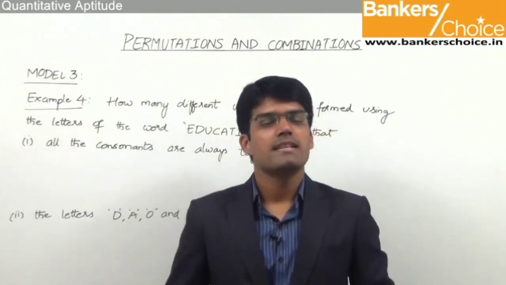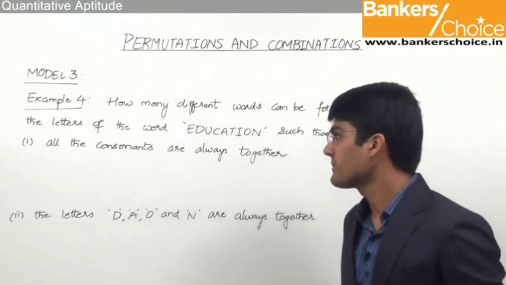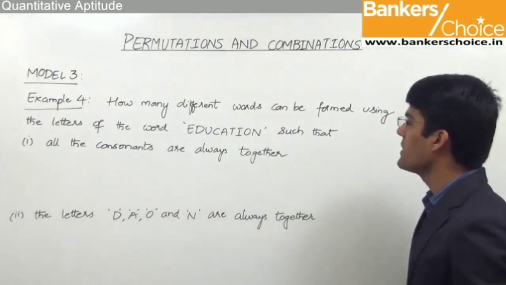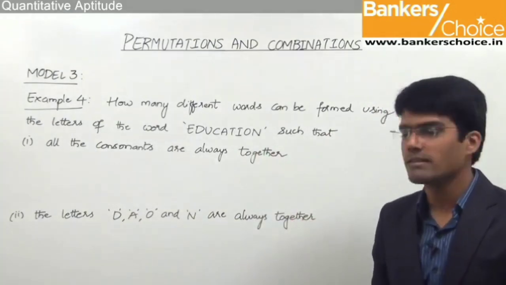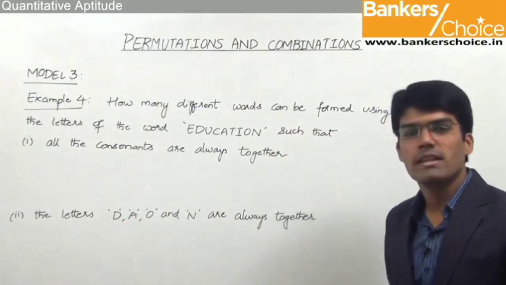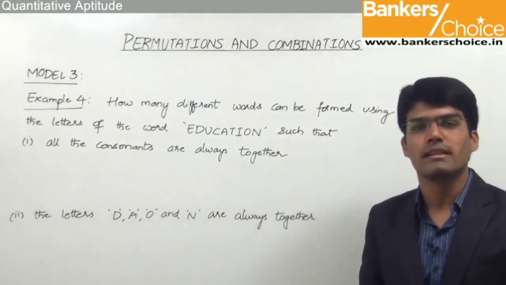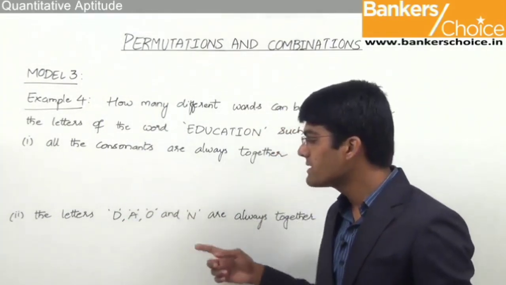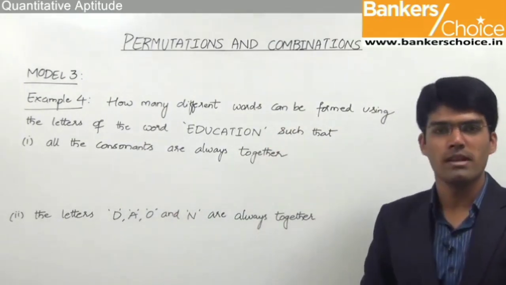Let us now take the next example from model 3 where we shall look at a new and a very interesting condition. The question here says how many different words can be formed using the letters of the word education such that the first bit says all the consonants are always together. And the second one here says the letters D, A, O and N are always together. So here we see that the condition is with respect to a set of objects being together. The first one says all the consonants must be together in whatever words we form. And the second one says these particular letters have to be together in whatever words that are formed using the letters of the word education.